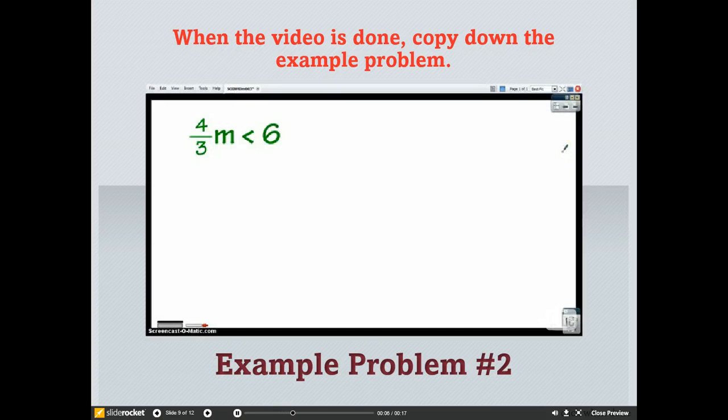Alright, so let's try this next problem. 4/3 times m is less than 6. So as before, we want to undo this and get m by itself. So here we need to get rid of this times 4/3. Now normally the opposite of timesing would be to divide.